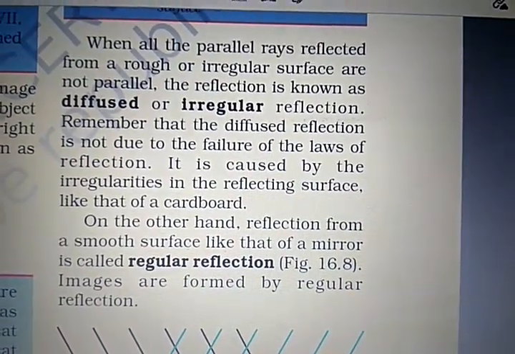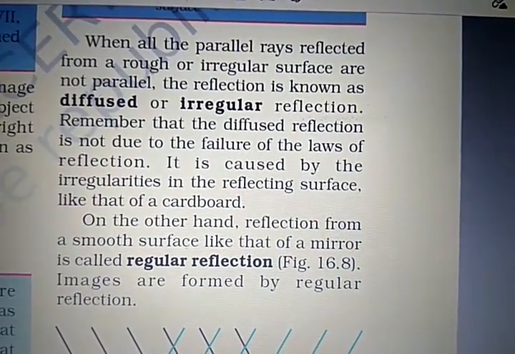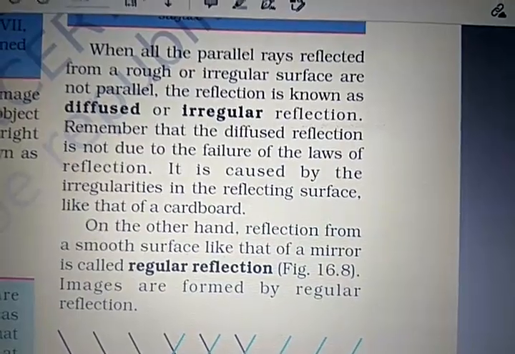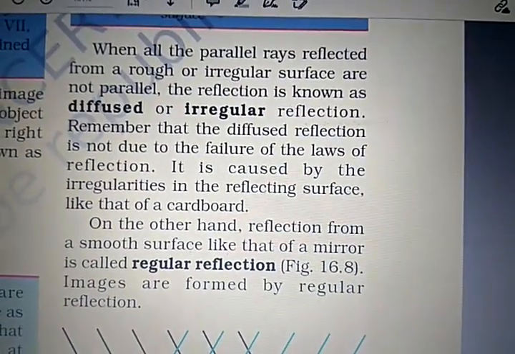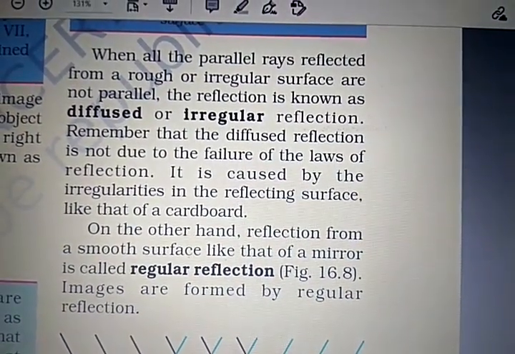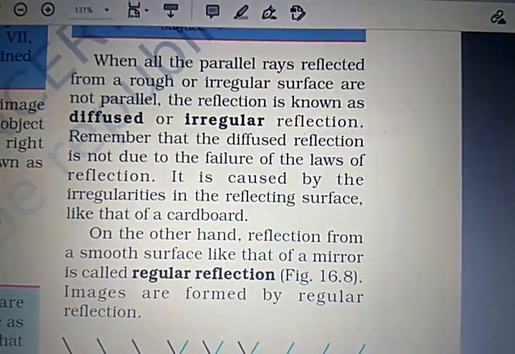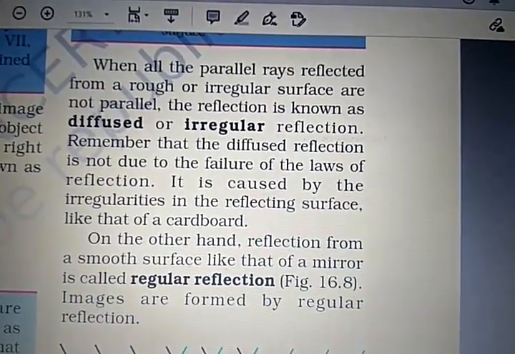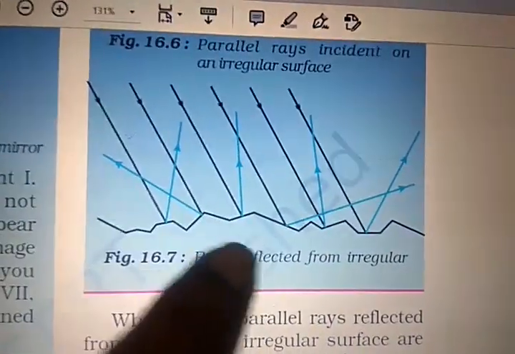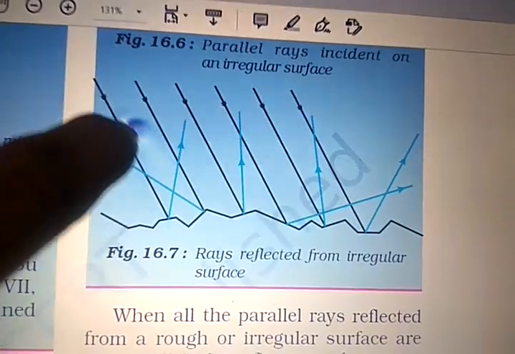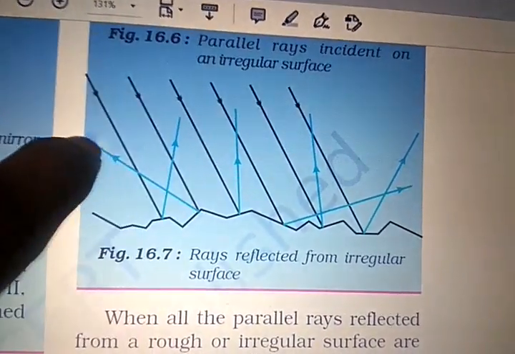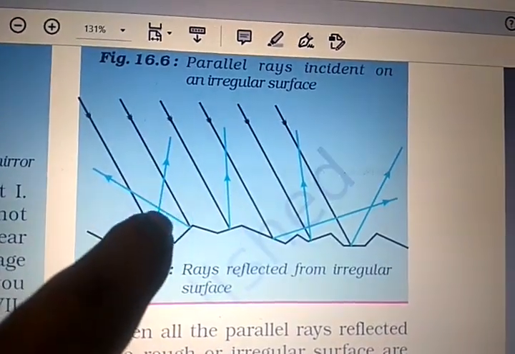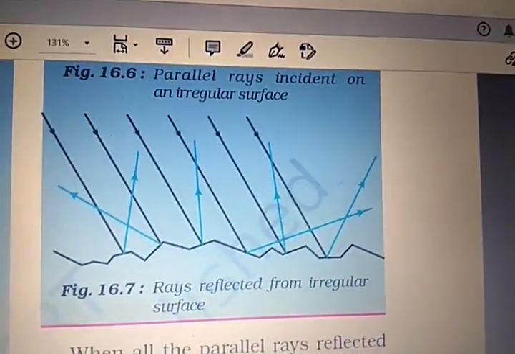Remember that diffuse reflection is not due to the failure of the laws of reflection. It means the law of reflection is obeyed here. It doesn't mean that the law of reflection is not obeyed. Yes, the angle of incidence is equal to the angle of reflection. When you draw a normal over here, you see this is the incident ray, this is the reflected ray. When you draw the normal, the angle of incidence and angle of reflection are the same.